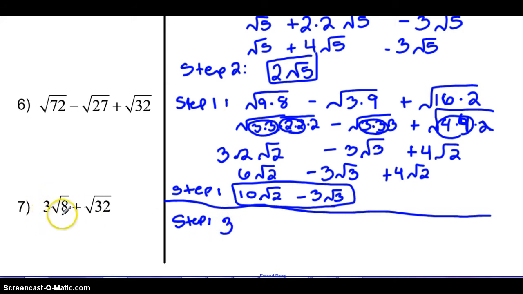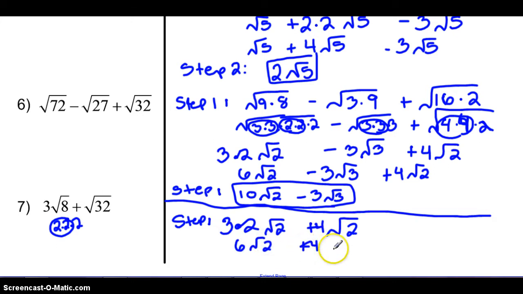There it is. But for the square root of 8, remember that's 2 times 2 times 2. So I can pull out one of those 2's because I have one pair. And then the 2 is left. There's one more 2 left on the inside. So that's 3 times 2. And then 32 I also broke down already. 32 was back in this problem. So that was 16 times 2, which means the 4 can come out and the 2 can stay on the inside. So what I'm really looking at is 6 root 2 plus 4 root 2. And that, again, if I do my step 2 and I combine my like terms, I can get 10 root 2. Okay?